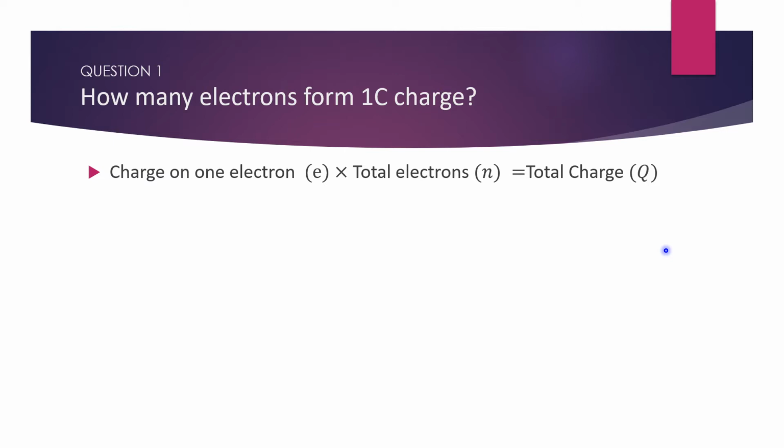Just like that, if you have the charge on one electron, that is E, you have a couple of electrons, say number n, the total charge on the n electrons will be equal to E multiplied by n, or simply you can write n times E is equal to Q charge. Now, if you need to calculate the number of electrons, what you need to do is move E to the right side. And since it is multiplication here, on the right side it will be divided, and n is equal to Q divided by E.